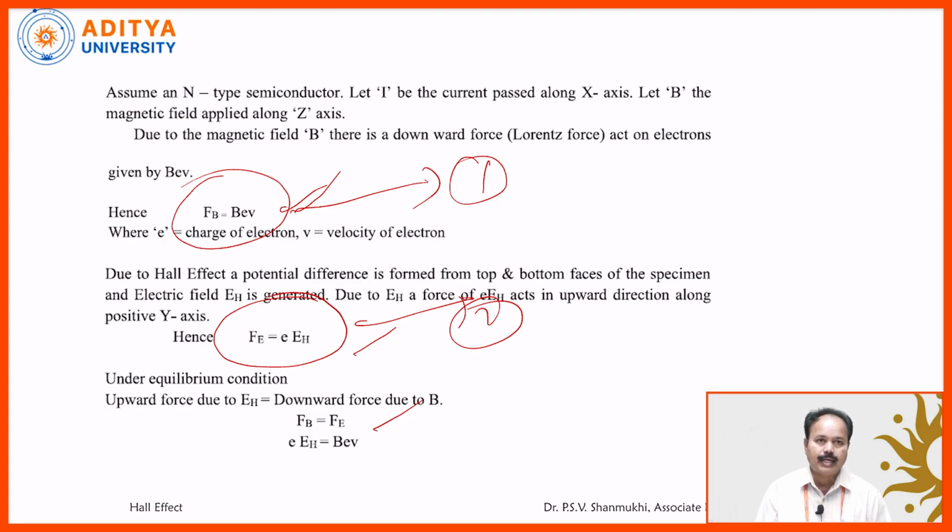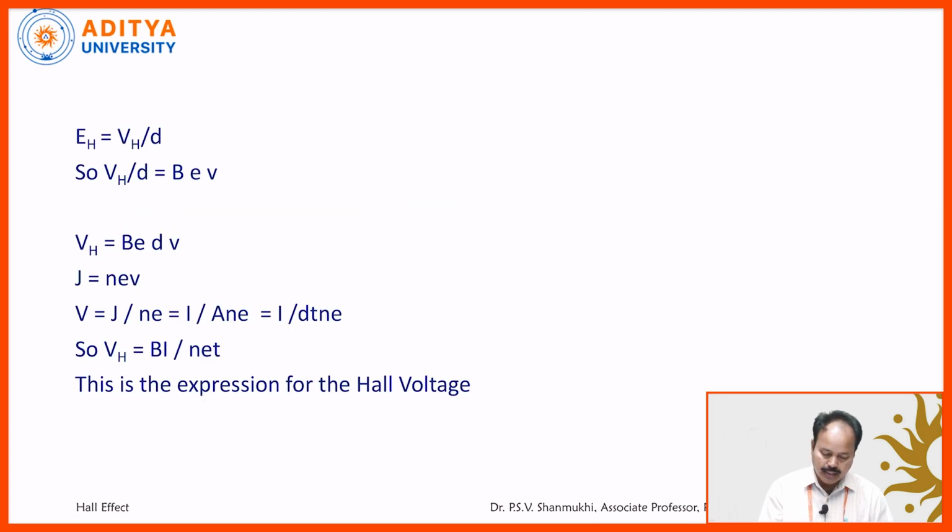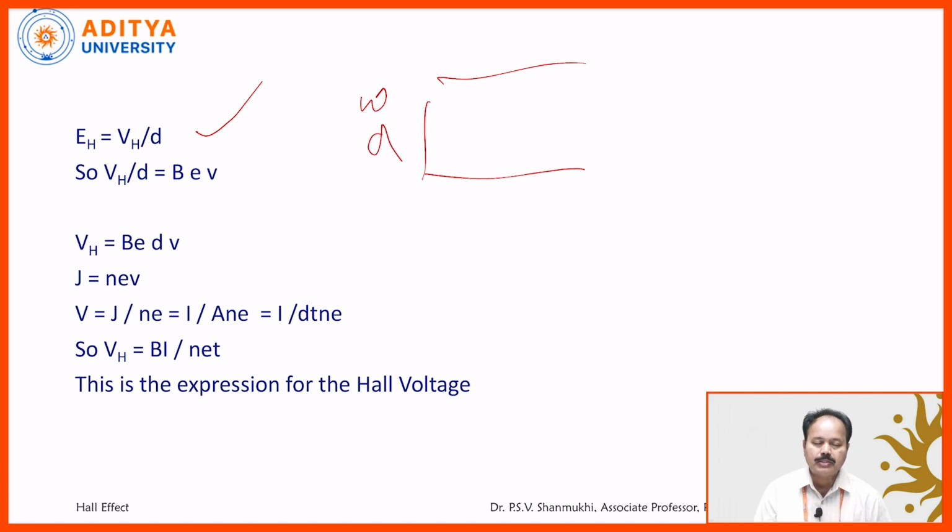Therefore, we can write this as BeV is equal to E into EH, or EH is equal to the electric field. This is just like a parallel plate capacitor, E is equal to VH by D, we know that, where this D is nothing but W, no problem. So, EH is equal to VH by D, we can write. Therefore, what is VH? VH by D is equal to BeV, we are writing.